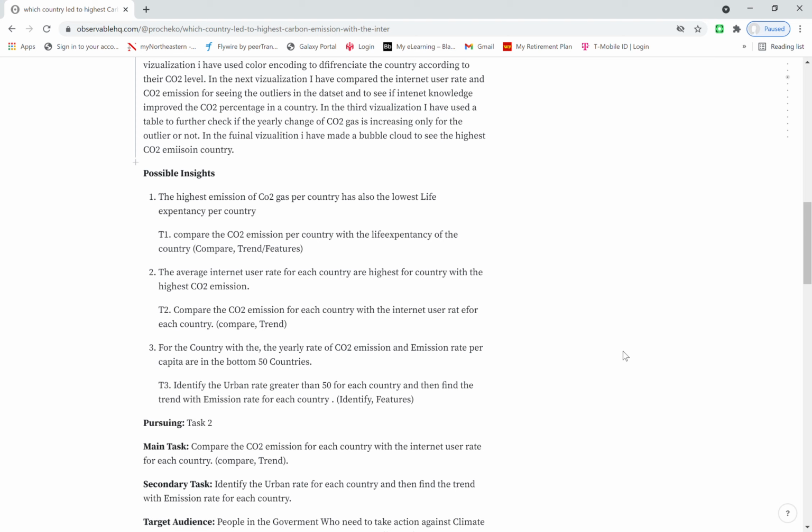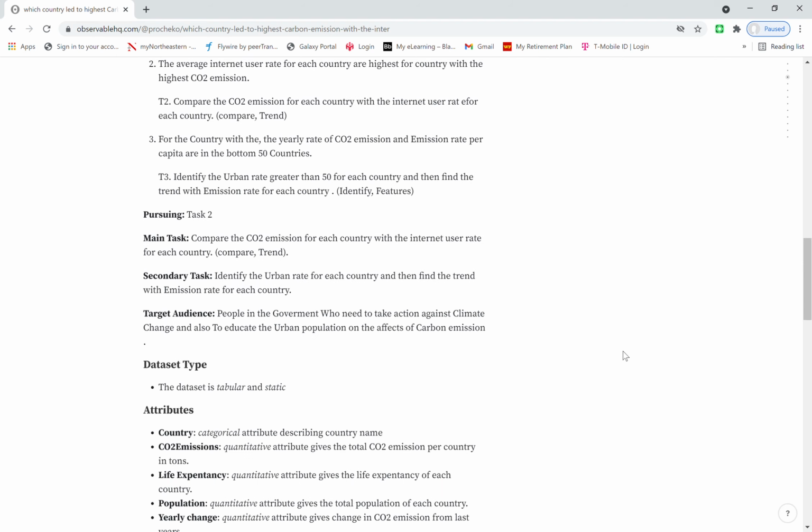Third, the countries with the yearly rate of CO2 emission and emission rate per capita in the bottom 50 countries. For this, task 3 would be to identify the urban rate greater than 50 for each country, and then find the trend with emission rate for each country. For this visualization, I'm pursuing task 2. The main task would be to compare the CO2 emission for each country with the internet user rate for each country. The secondary task would be to identify the urban rate for each country and then find the trend with emission rate for each country.